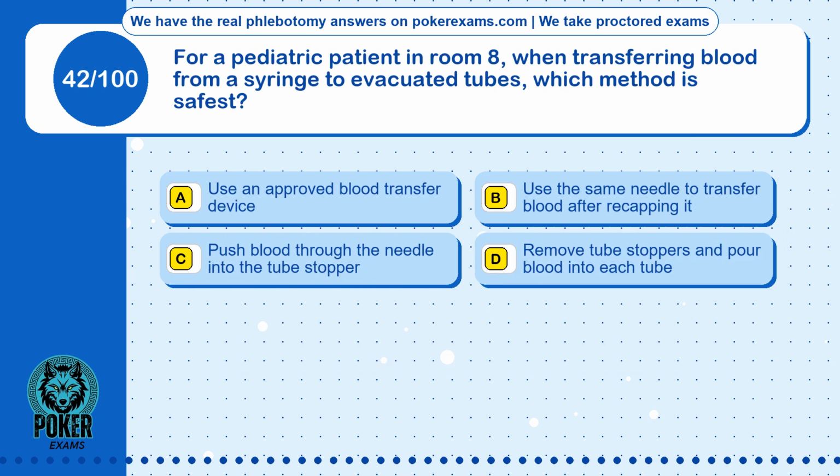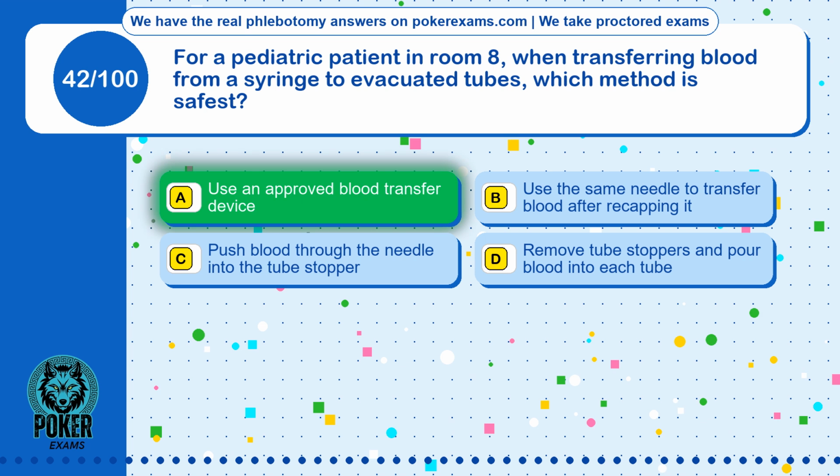Question 42. For a pediatric patient in room 8, when transferring blood from a syringe to evacuated tubes, which method is safest? Option A. Use an approved blood transfer device. Option B. Use the same needle to transfer blood after recapping it. Option C. Push blood through the needle into the tube stopper. Option D. Remove tube stoppers and pour blood into each tube.